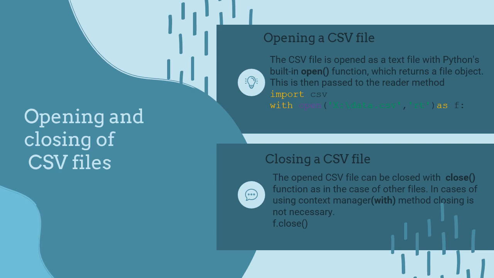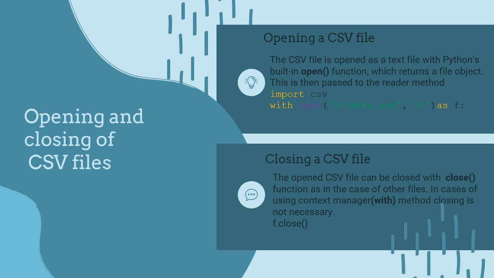In the following example, import csv, then we have used the with statement, the context manager. With open, a particular file location X, data.csv, comma, rt, reading in the CSV module type. That means reading tabular form. Then as f, aliasing that particular file object as f.